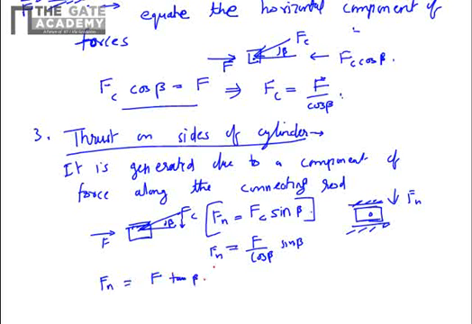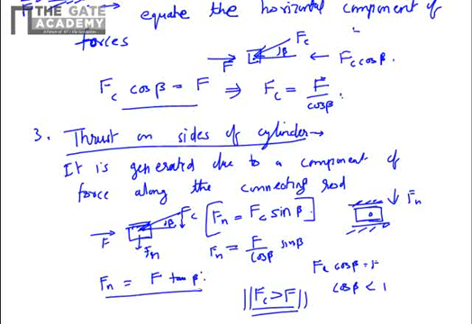If you substitute the value for Fc, that is F by cos beta, times sin beta, then Fn becomes F tan beta. This is interesting because Fc cos beta is equal to F, and since cos beta has a maximum value of 1, it will always be less than 1. So Fc is greater than F. F is just a component of Fc. But the main cause for all the thrust in the connecting rod is F. Because of F, a force is generated in the connecting rod which is greater than F itself, and a component of that force acts normal to the piston also. That can be calculated as F tan beta.